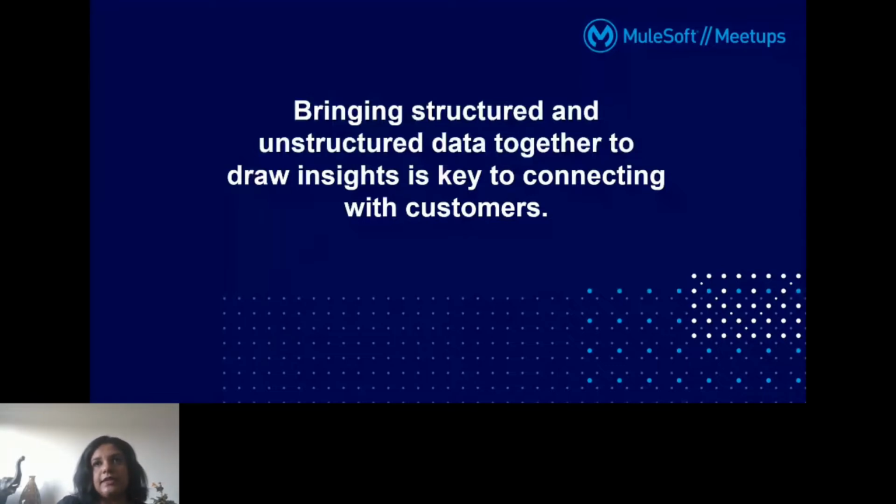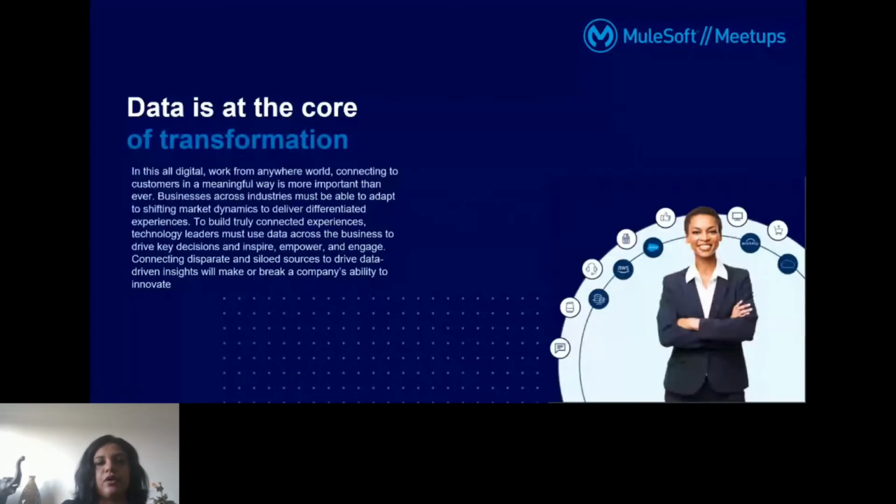And most of this data could be in disparate systems, so you want a seamless connectivity to ensure there is efficient functionality and efficient communication and efficient access to that data. So data is at the core of transformations, and connecting these disparate systems or data silos to drive data-driven insights is what is going to give you and your business a competitive edge when it comes to core digital transformation.